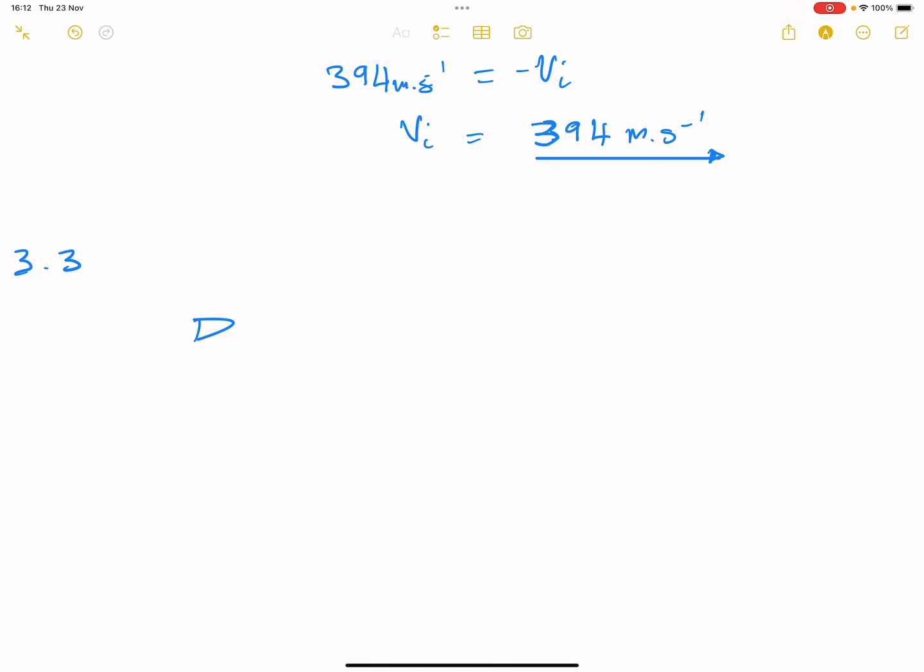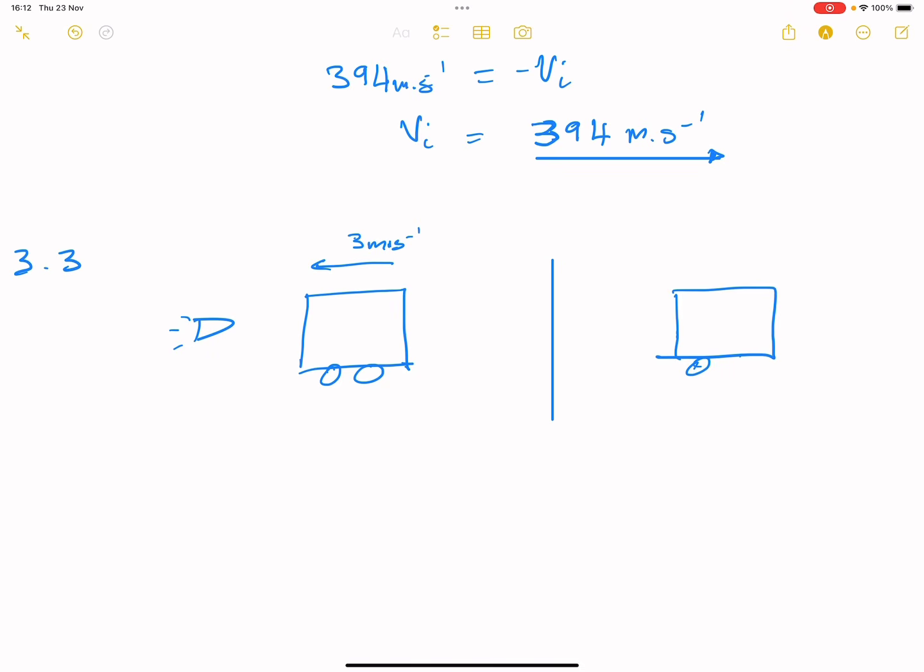We had the bullet, right? So there's our bullet there. There was our trolley, right? Our trolley, they said, was moving at a velocity of 3 meters per second, right? So at 3 meters per second there, but after collision, we know both of them are now moving together as a unit, right? So there they are. The trolley and the bullet are now moving together.